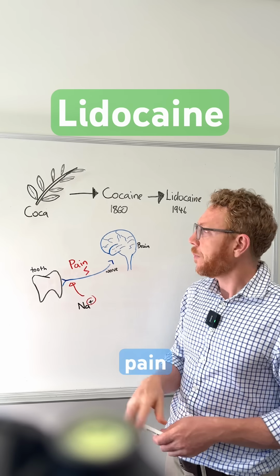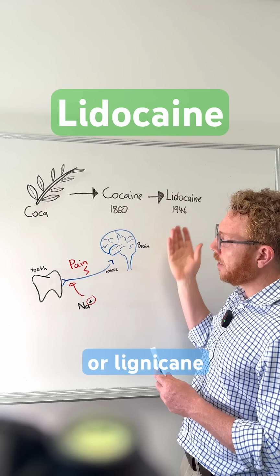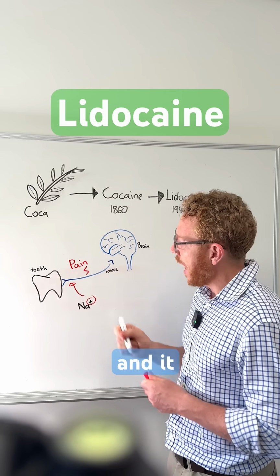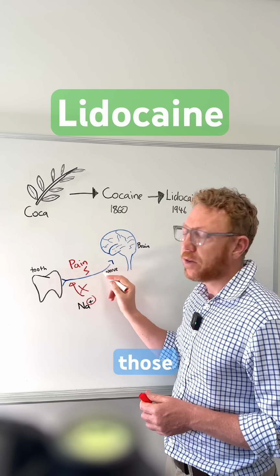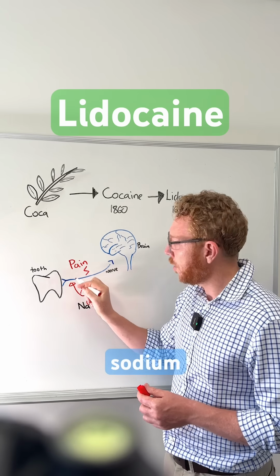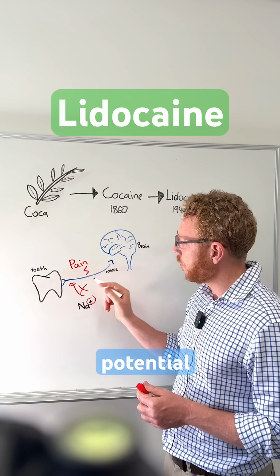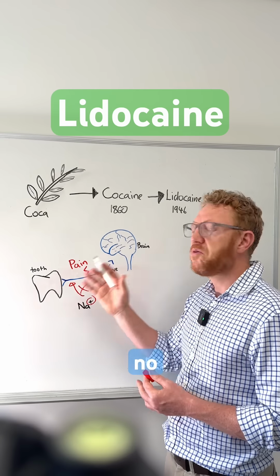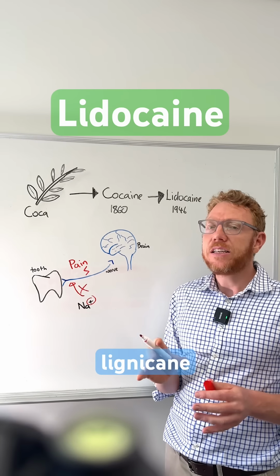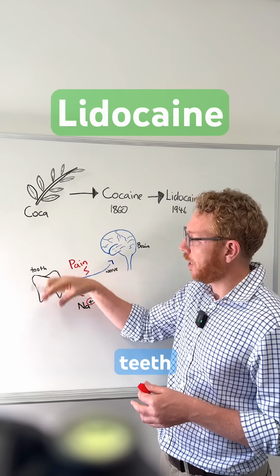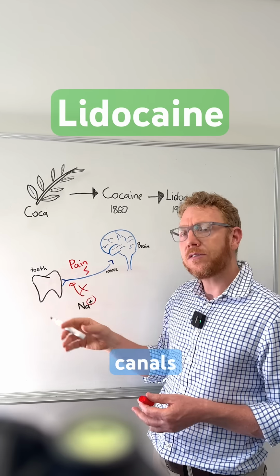So when we use lidocaine or lignocaine, we inject it into the local area because it only works locally, and it blocks those sodium channels. That means no sodium can go in, the nerve doesn't become positive, therefore no action potential, no pain signal, no pain.